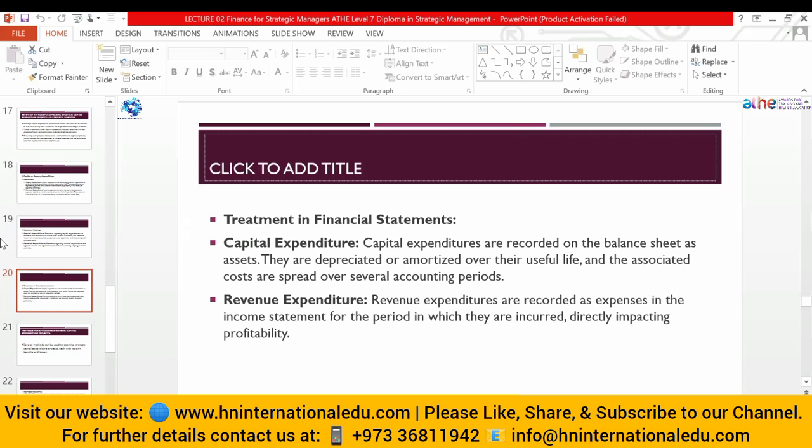And the associated costs are spread over several accounting periods, 1 year, 2 years, 3 years. Like I purchased gold in 2018, now it's 2025. I'm going to get the difference, the years from 2018 till 2025, and I'm going to divide that by the countable life. Revenue expenditures are recorded as expenses in the income statement for the period in which they are incurred, directly impacting profitability. The less expenditure, the better it is for the company and for the gross profit as well.